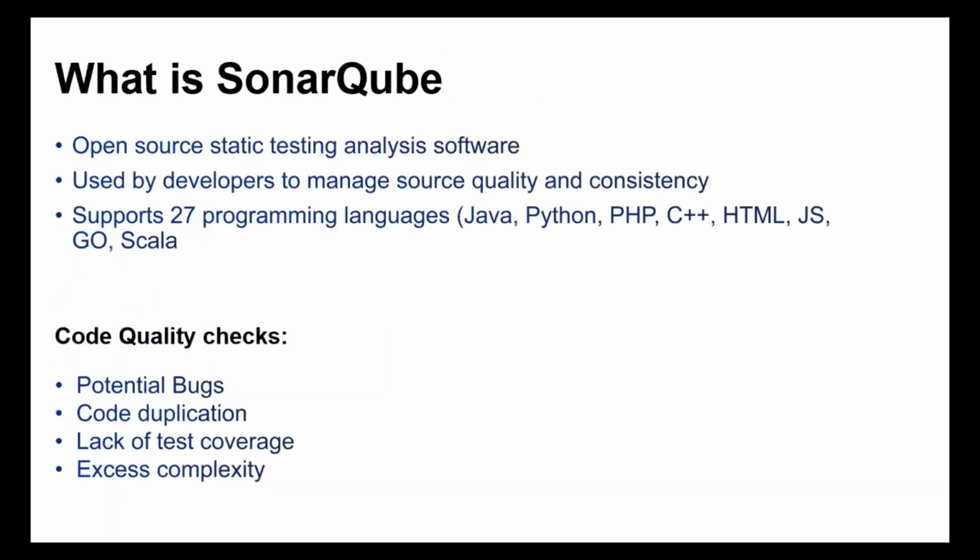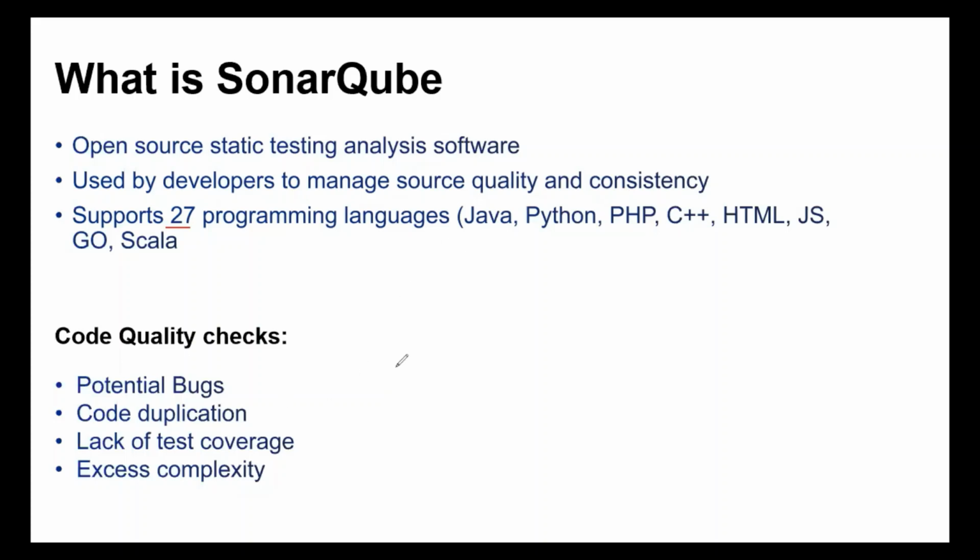So now let's understand what SonarQube is. SonarQube is an open source static code analysis software. It is used by developers to manage source quality and check the consistency of the code. As I mentioned before, it supports 27 programming languages, which includes major languages like Java, Python, PHP, C++, HTML, JavaScript, Go, Scala, etc.